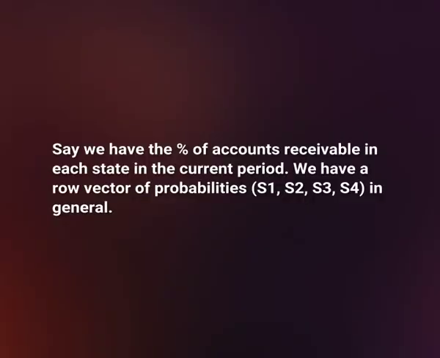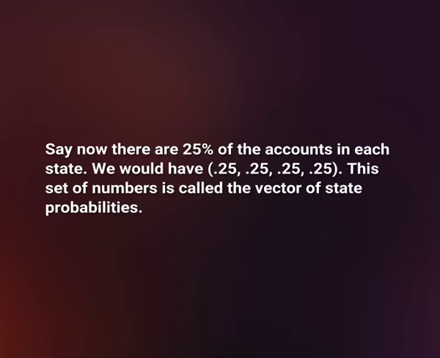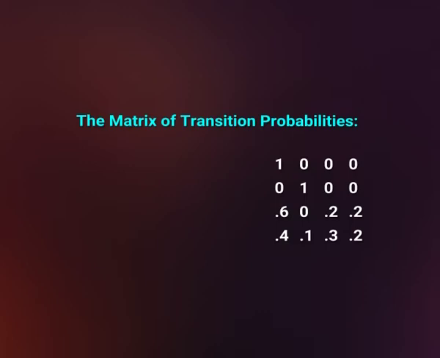There will be a certain fraction of accounts in each state at any given time. Say we have the percentage of accounts receivable in each state in the current period. We have a row vector of probabilities S1, S2, S3, S4 in general. Say now there are 25% of accounts in each state. We would have 0.25, 0.25, 0.25 and 0.25. This set of numbers is called the vector of state probabilities. The matrix of transition probabilities is 1, 0, 0, 0; 0, 1, 0, 0; 0.6, 0, 0.2, 0.2; 0.4, 0.1, 0.3, 0.2. In the current period, the first row is being in the first state, the second row is being in the second state and so on down the rows.